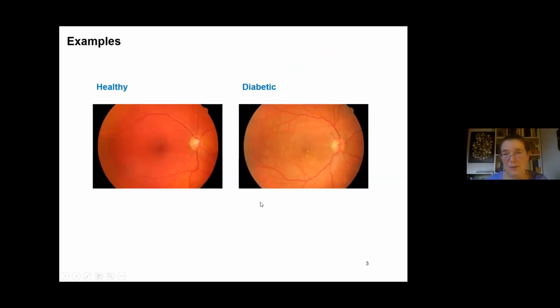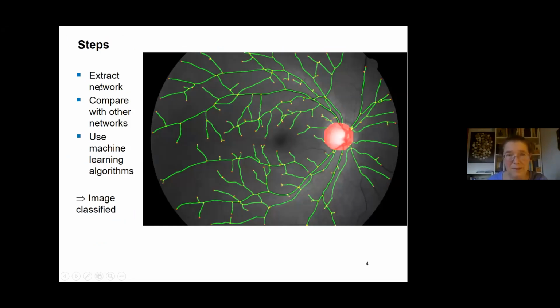These are two examples, a healthy image and a diabetic image, and you can see there are differences, but the idea is to see how we can quantify them and with what reliability. So first we extract the network, which means we need to segment the image and identify important sections, and then compare different types of networks, using machine learning algorithms to classify different types of pathologies or healthy eyes.